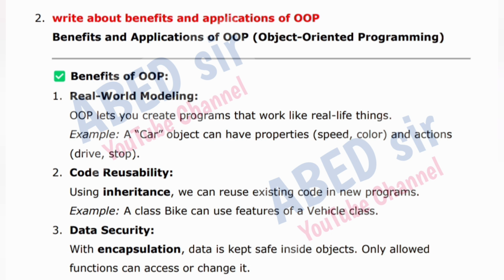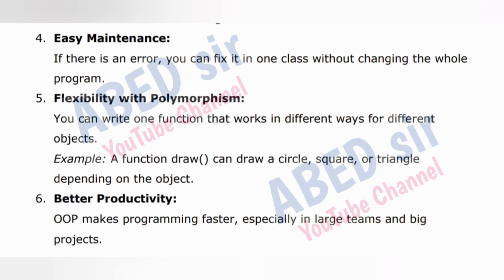Example, a class bike can use features of a vehicle class. 3. Data security. With encapsulation, data is kept safe inside objects. Only allowed functions can access or change it. 4. Easy maintenance. If there is an error, you can fix it in one class without changing the whole program. 5. Flexibility with polymorphism. You can write one function that works in different ways for different objects. Example, a function draw can draw a circle, square, or triangle depending on the object.